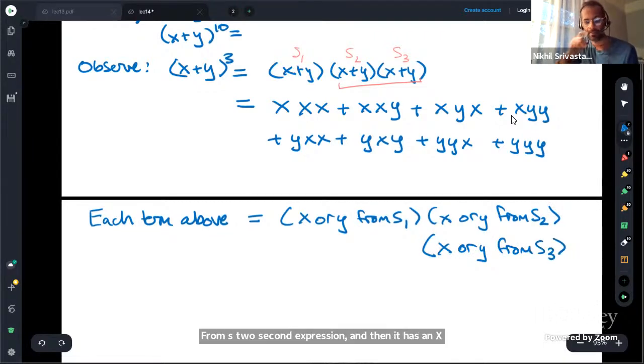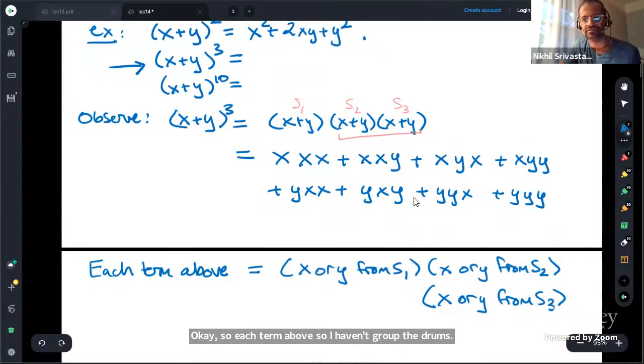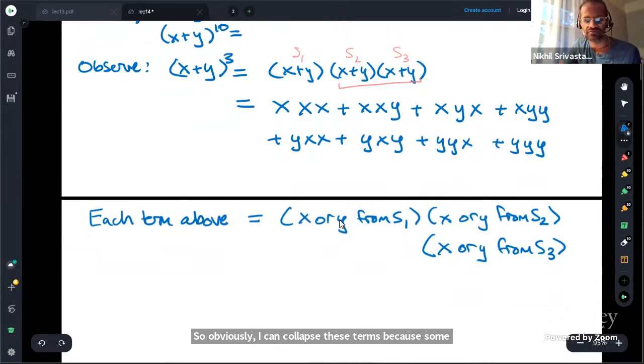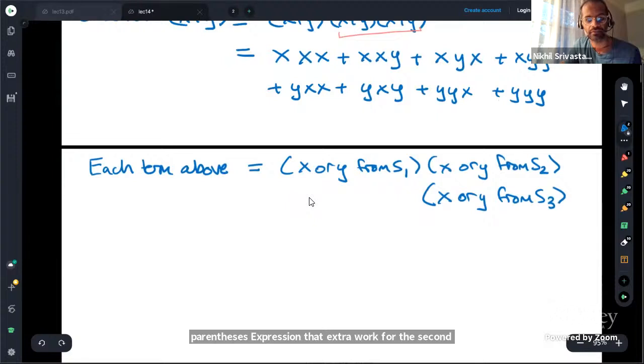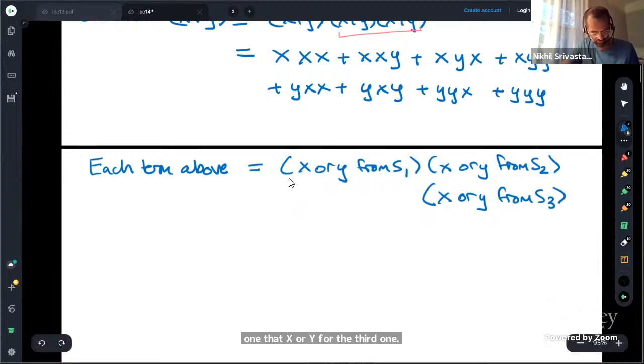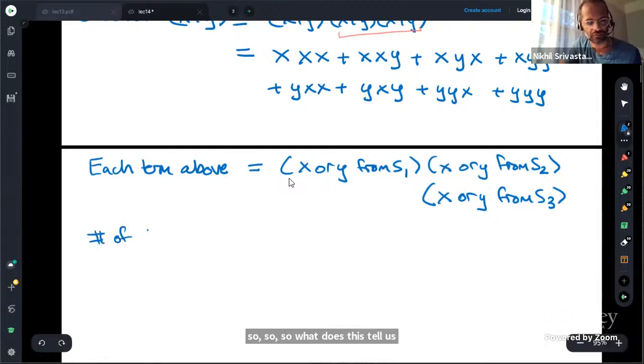Okay, so each term above, I haven't grouped the terms. Obviously I can collapse these terms because some of them are actually the same. But before doing that, there are 8 terms, and each one can be uniquely specified by choosing either x or y for the first parenthesized expression, then x or y for the second one, then x or y for the third one. So what does this tell us? Well, first of all, the number of terms before grouping any like terms.